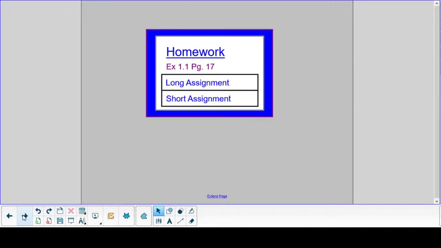Your choice. Because we're doing this in COVID, I've made up two assignments here. We could do the long assignment or the short assignment.